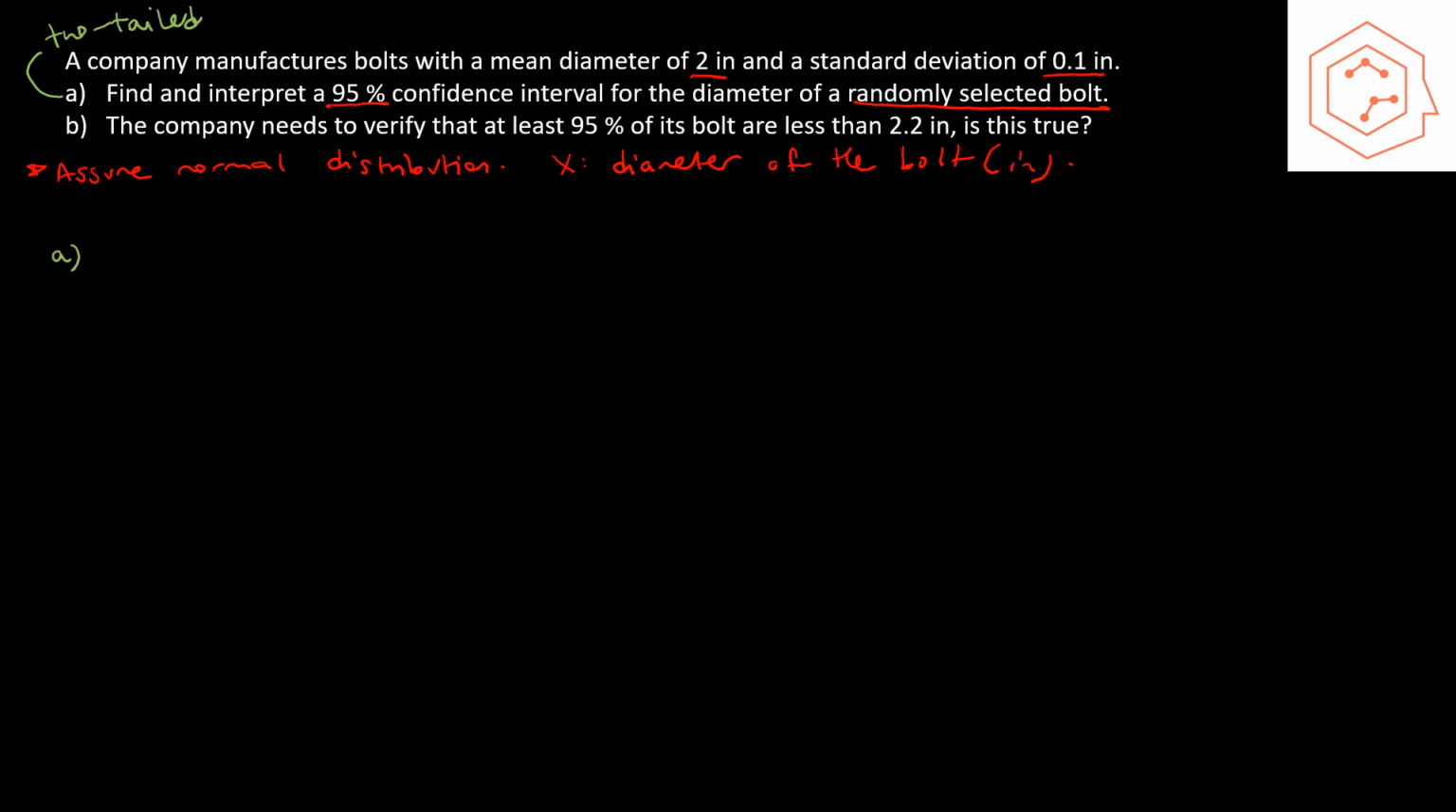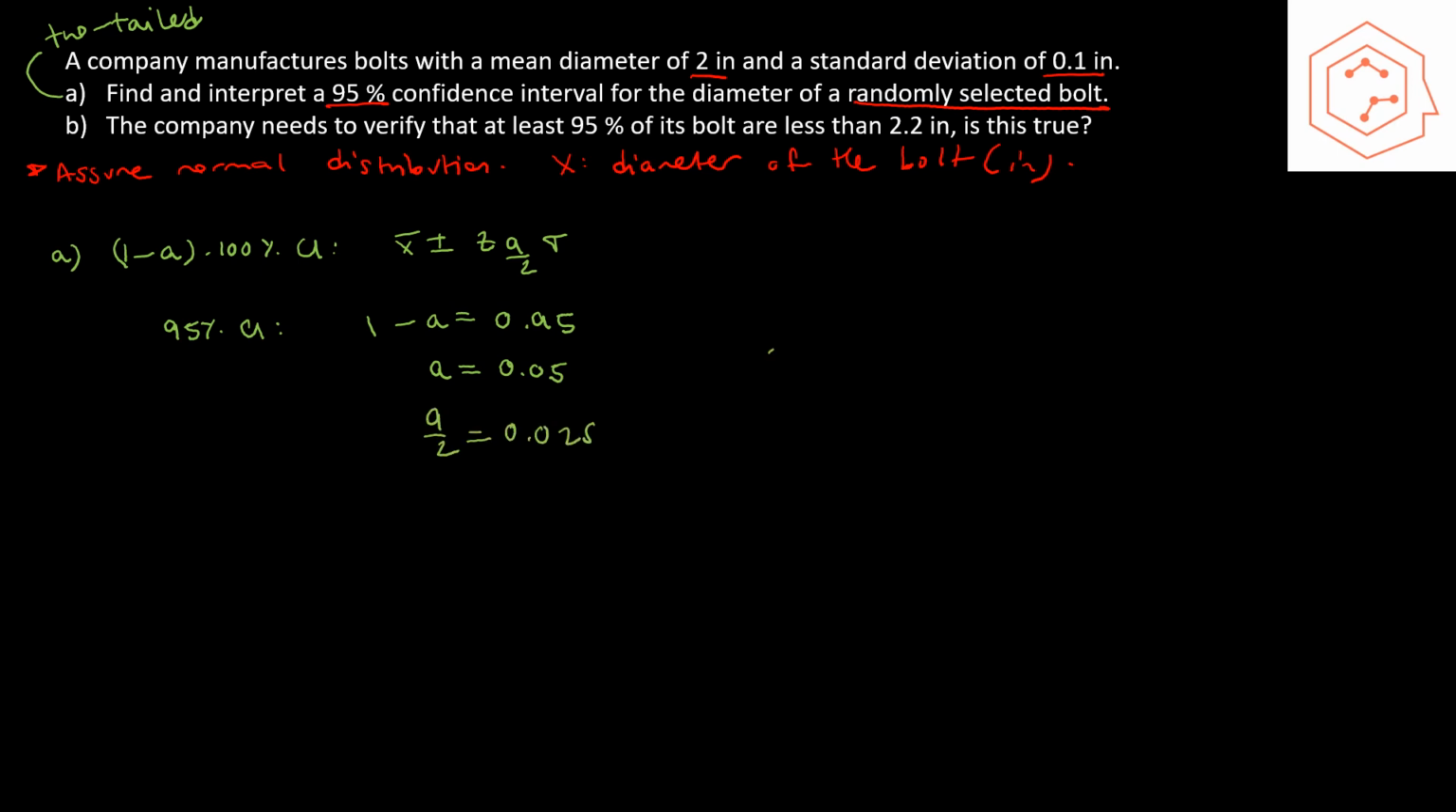So for part A, we remember that a 1 minus a times 100% confidence interval has the form of the mean plus or minus z a over 2 times the standard deviation. Now in this case, we want a 95% confidence interval, and so 1 minus a is going to equal 0.95. Isolating for a makes it equal 0.05, and since it's a two-tailed interval, we divide it by 2, and it's equal to 0.025.